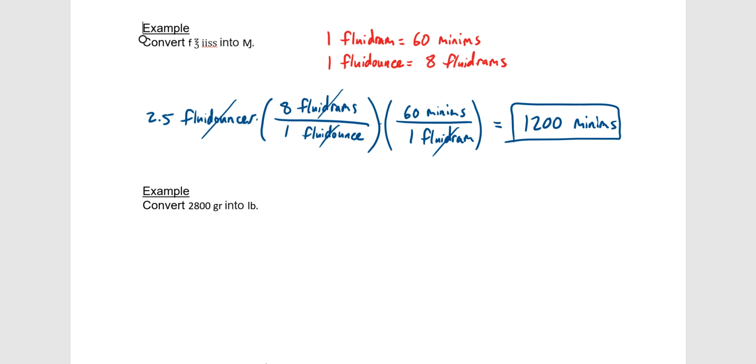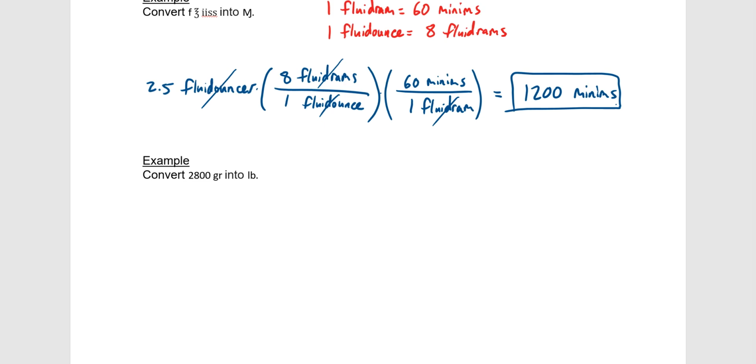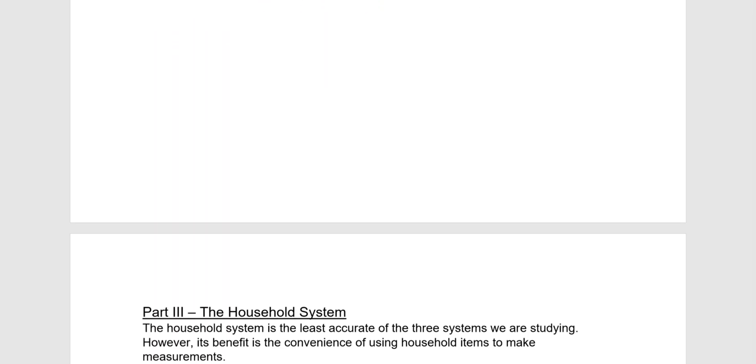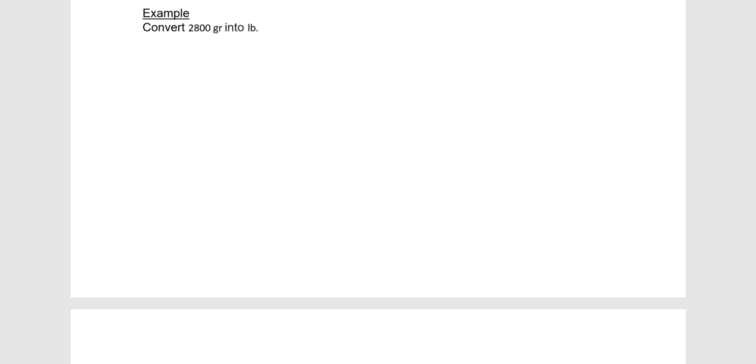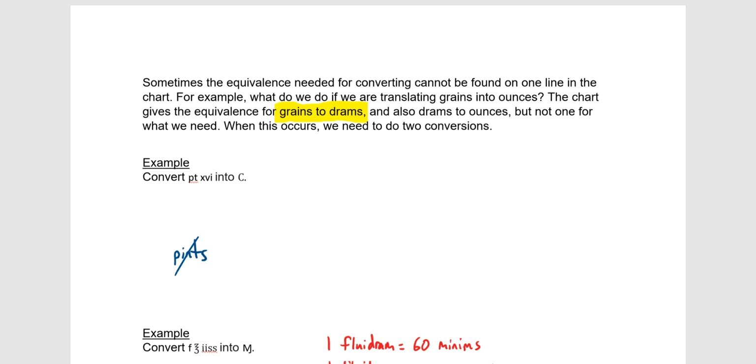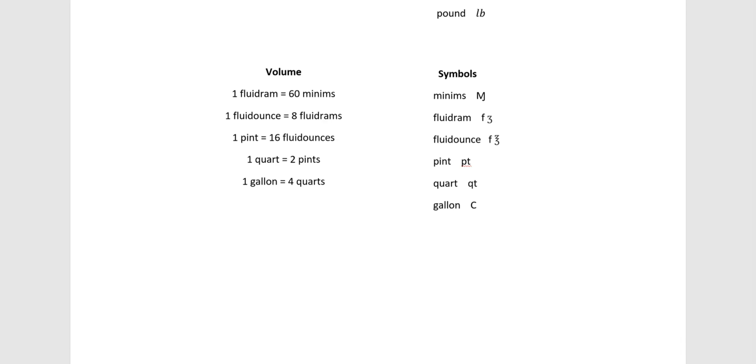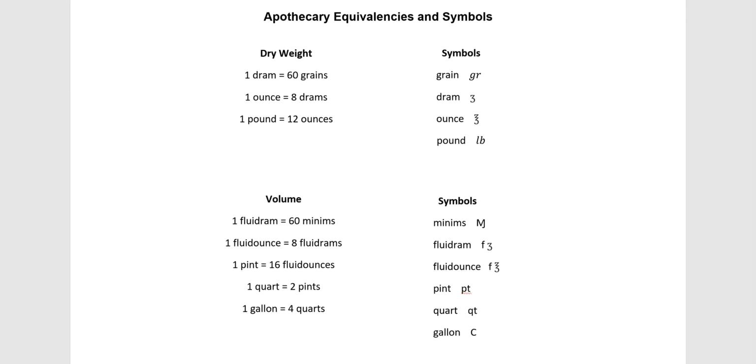Okay, so all we had to do was multiply these numerators together, since all of these denominators were 1. Okay, so let's do maybe one more of these before we get into the household system. So we want to convert 2,800 grains into pounds. So taking a look up at the conversions, we were going from grains to pounds. So here is grains. Pounds is all the way down here.